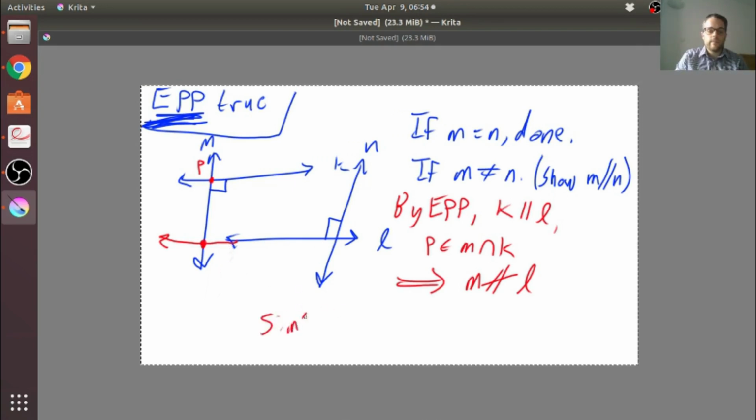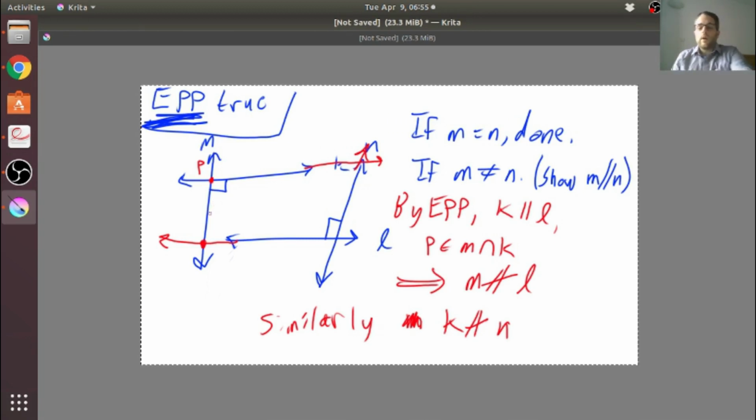Similarly, same kind of argument, I know that M cannot be parallel to, what was this one? This is K, sorry. My labels are off. K is not parallel to N. Oops. K is not parallel to N. I know that in the upper right corner, we have to have an intersection there. Okay.